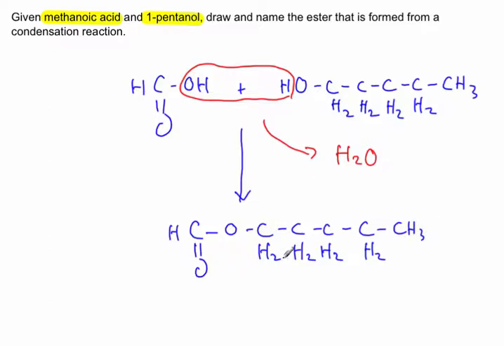And what would that be called then? Well, there's your alkyl component, so that is pentyl methanoate. Pentyl methanoate is the ester, formed from methanoic acid and 1-pentanol, and the other product of that reaction is water.